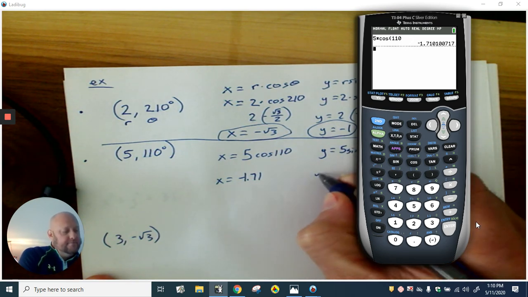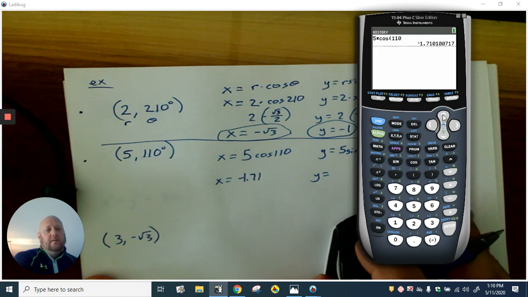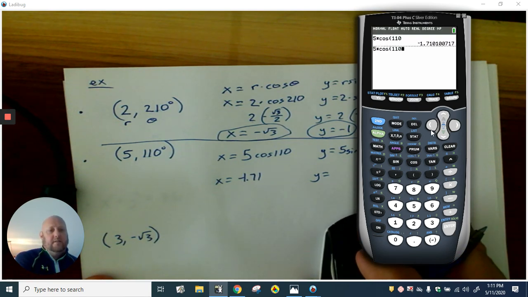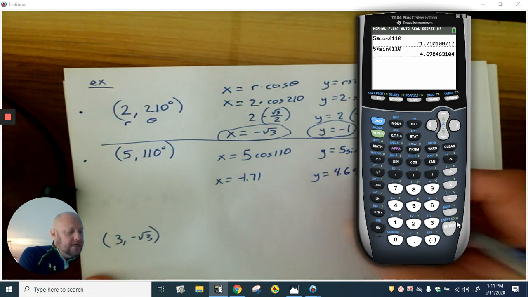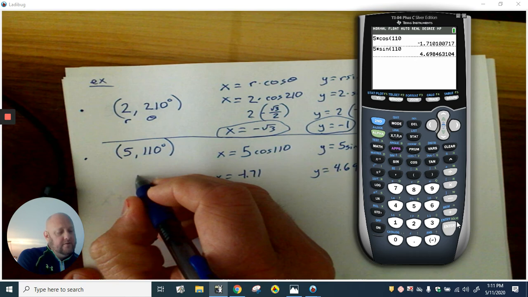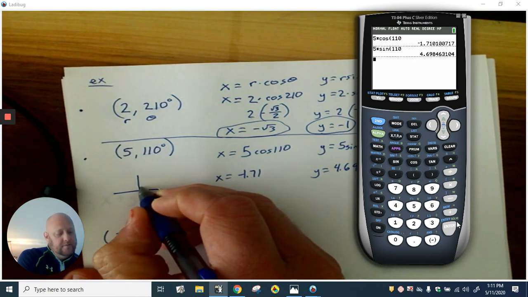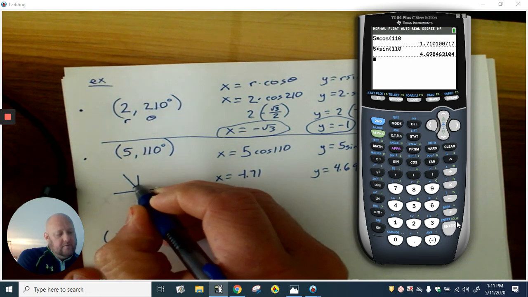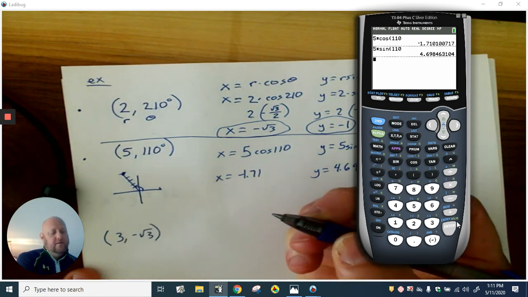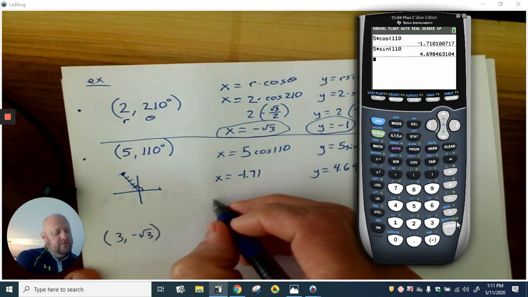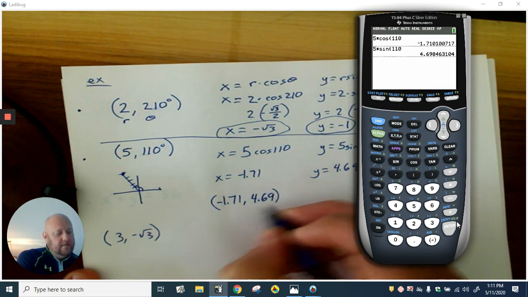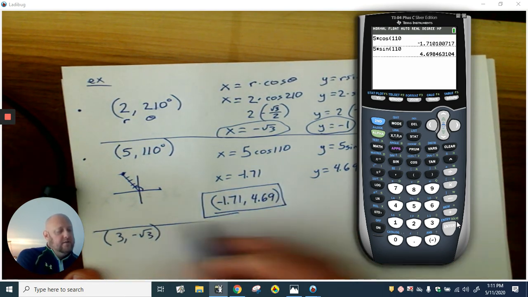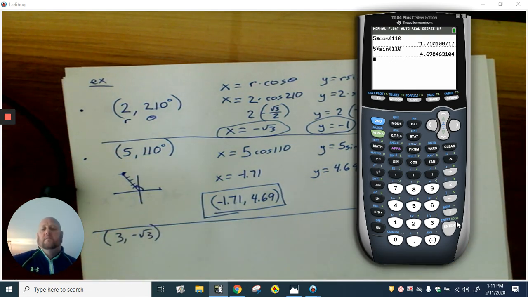And I can do the same thing with my y and just do 5 times the sine of 110. If I do that same thing, but instead of pressing the cosine button, I press the sine button, I would get 4.69. So I can plot this point by going 110 degrees, which would be just a little past 90, and I go out 1, 2, 3, 4, 5, way up here somewhere, right? That's also the equivalent of the point -1.71, 4.69. This would be the rectangular coordinate of that polar coordinate, okay?